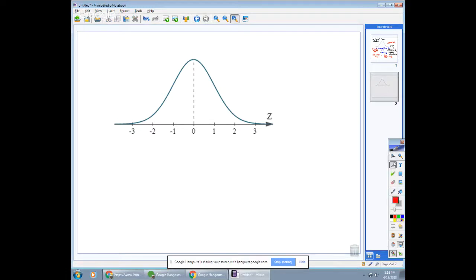So does anybody remember what's the percentage that goes with one standard deviation to the right or the left? What percentage of scores are within one standard deviation? Isn't it like 68? 68%, yeah. So if I draw a vertical line up from the negative one and up from the positive one, 68% have to live in that region right there.